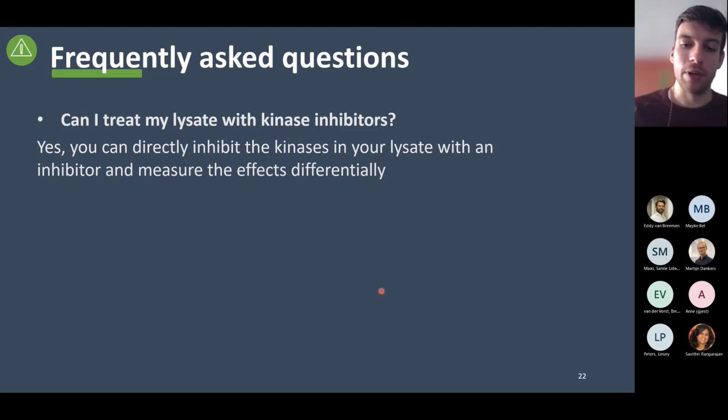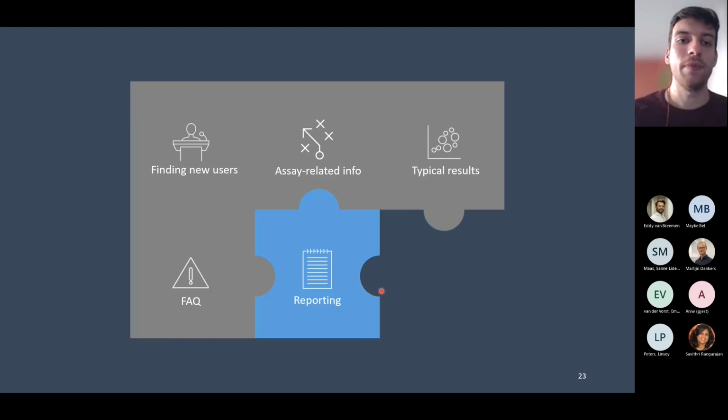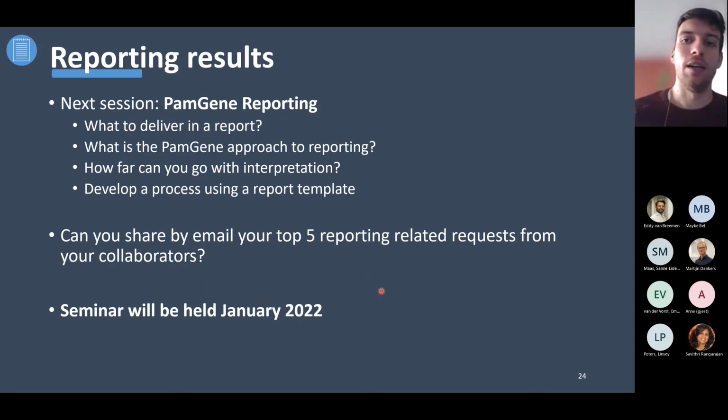All right, before wrapping up, I'll just give you a little preview of what will happen in the next session. The next session will be on the reporting of results. We would like to consider questions like, what do we deliver in a report for customers? What is our approach to reporting? A difficult part is as well how far can you really go with interpretation? So we get these kinase activity profiles, and how far can we go interpreting these kinase activity profiles? And finally, we would like to teach you how to develop a process using a report template.